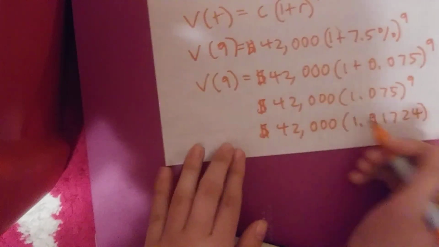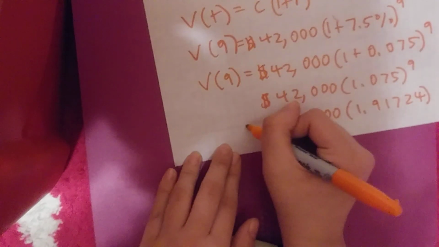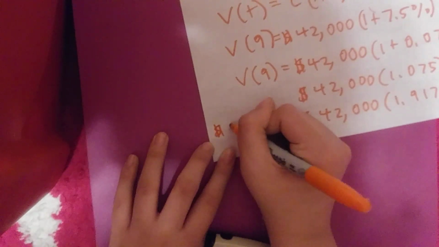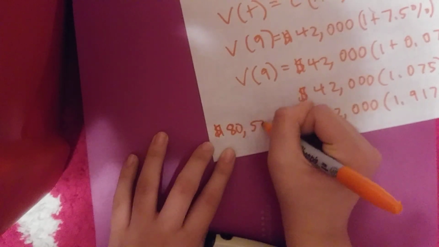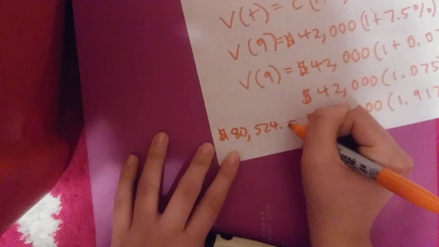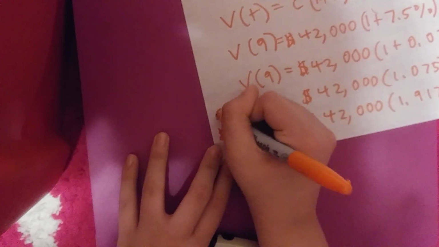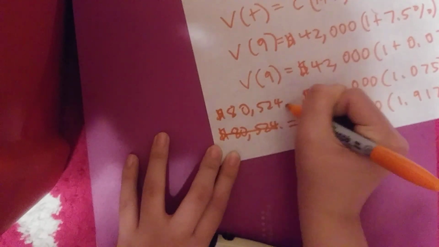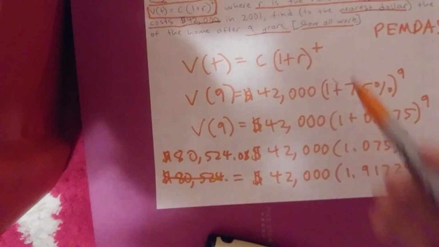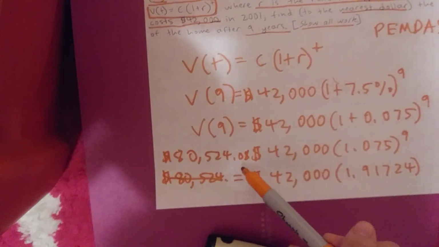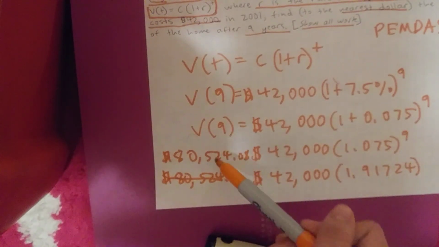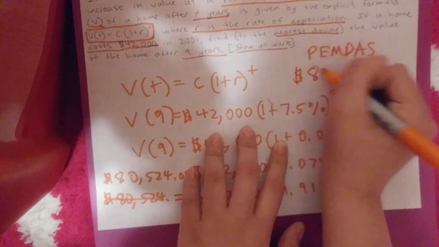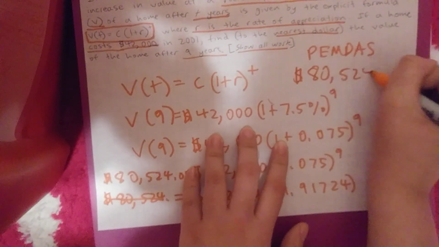And that will give you, let's just rewrite this one over here. So let's just put this equals $80,524.08. Let me actually rewrite that. So when we multiply this is $80,524.08. So since it says to the nearest dollar, then the 0.08 would just round down to the lowest one. So your final answer, hopefully I did this right, is $80,524.